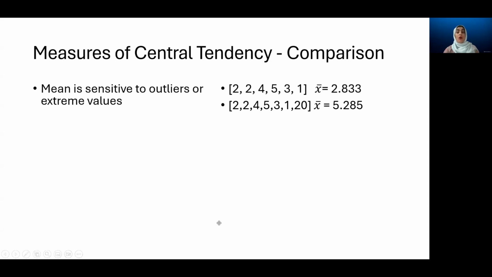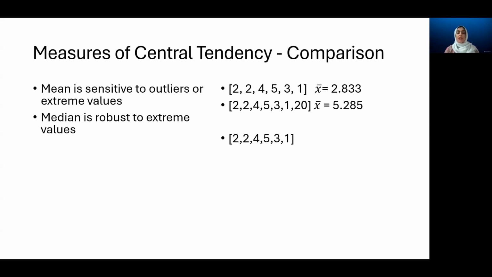Now the mean of the same data set with the addition of just one value, but that was an extreme value, is now 5.285. Meaning it jumped by 3 points. Median is robust to extreme values.